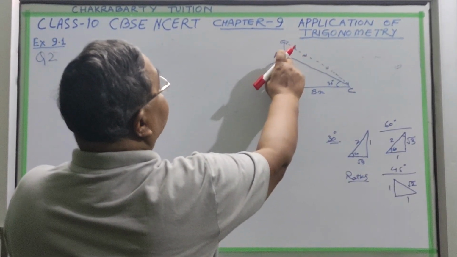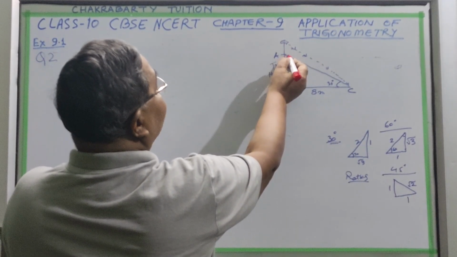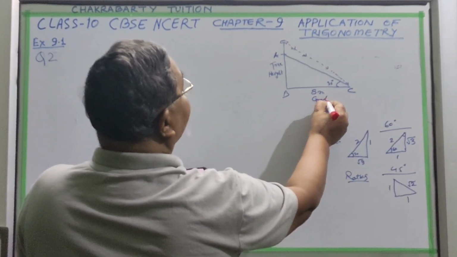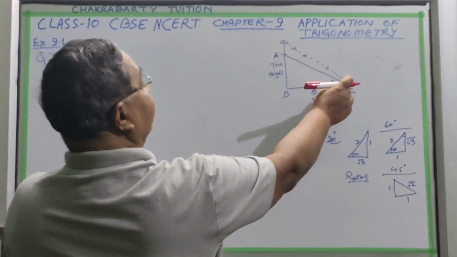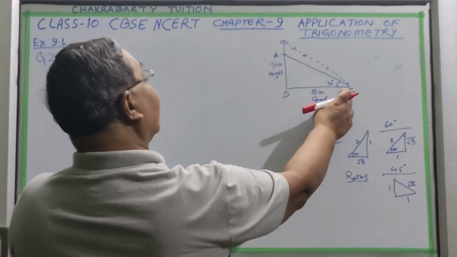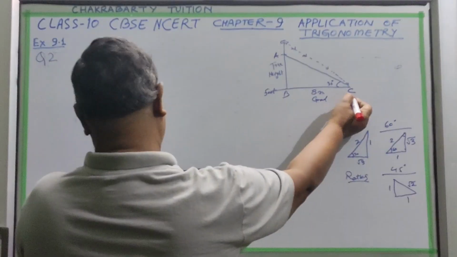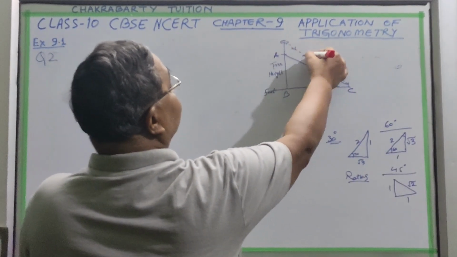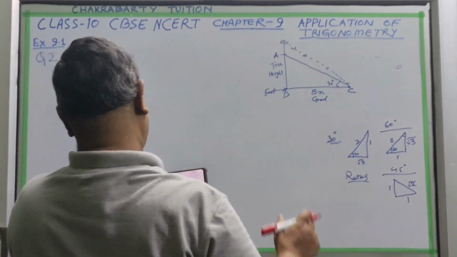Due to the storm, it was broken from somewhere on the trunk and fell to the ground, making an angle of 30 degree. The distance between the foot of the tree to the place where the top touches the ground, the top is broken and touches the ground here. From this point P to here, it is 8 meter. So what is the height?